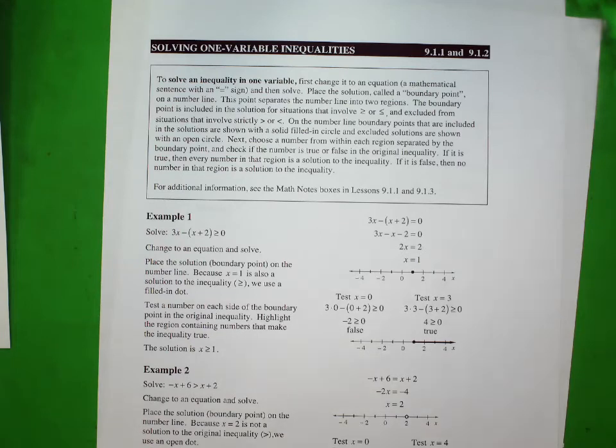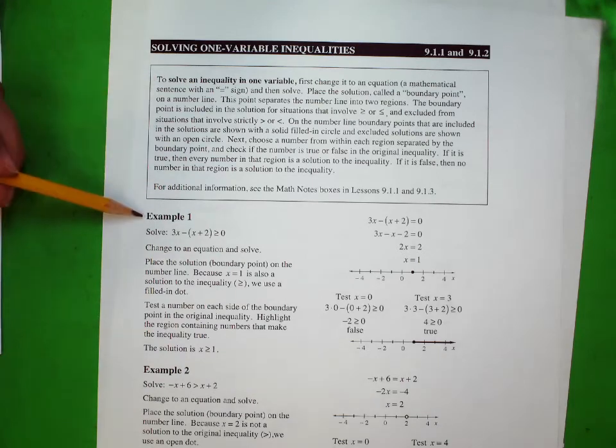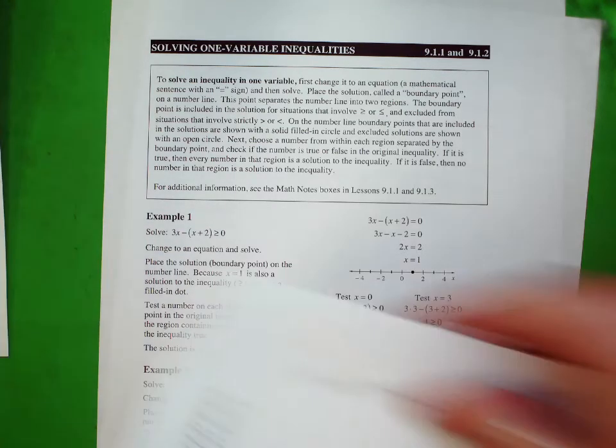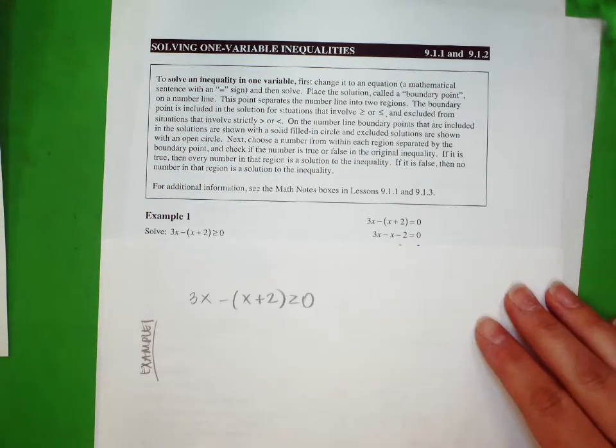Just bear with me. We are going to be doing solving one variable inequalities. This is something that we have done, so you're just graphing an inequality on a number line. We are going to start by hopefully reading this to ourselves. We are going to look at example number 1, and then I'm going to make a separate video for example 2. So example 1 says to solve the following inequality.